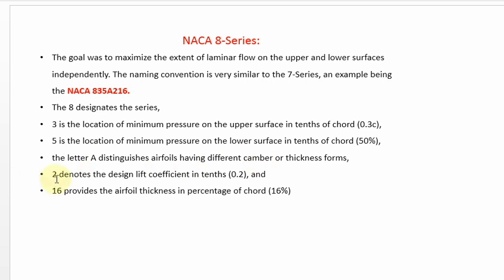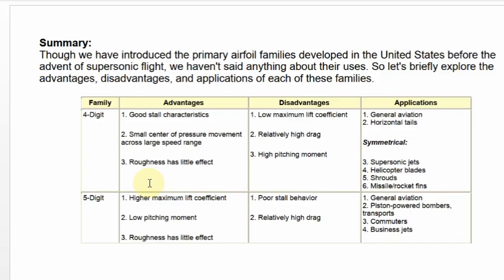Then 2 denotes the design lift coefficient in tenths. The design lift coefficient value we can find out directly. And the last 2 digits, 16, provide the aerofoil thickness in percentage of the chord, as in the previous case. So in all the cases the last 2 digits indicate the thickness of your aerofoil.